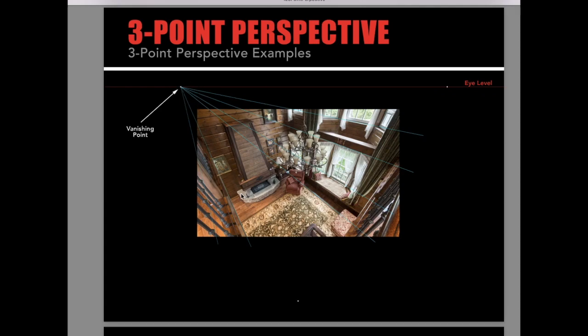We can follow these horizontal lines in the room. They're not horizontal, right, because they converge. But if we can imagine the room, they would be parallel to the ground. So those are going to converge out to the left or right vanishing points, depending on which one you're looking at.